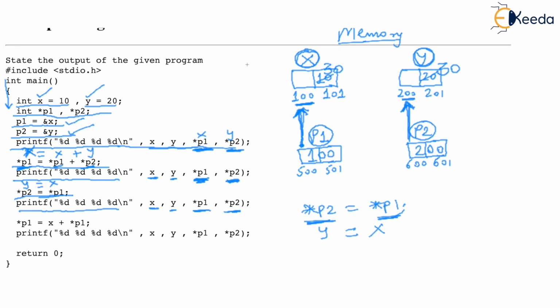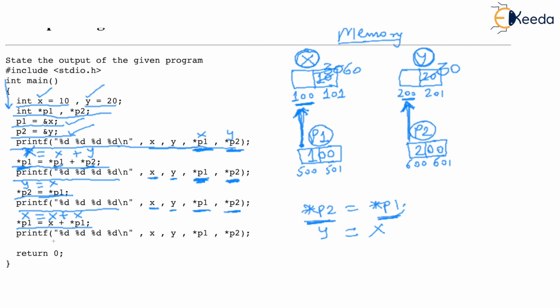Okay, what's the next line now? Asterisk p1 is equal to x plus asterisk p1. Please don't read this in the pointer notation, but say that asterisk p1 means the same as x. So the value of x should become equal to the value of x plus the value of x, because asterisk p1 means x. So x, which was 30, will become 30 plus 30. So x will become 60 now.